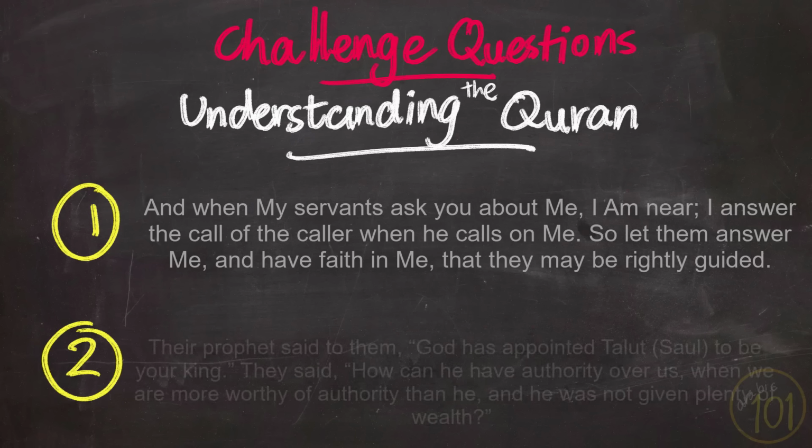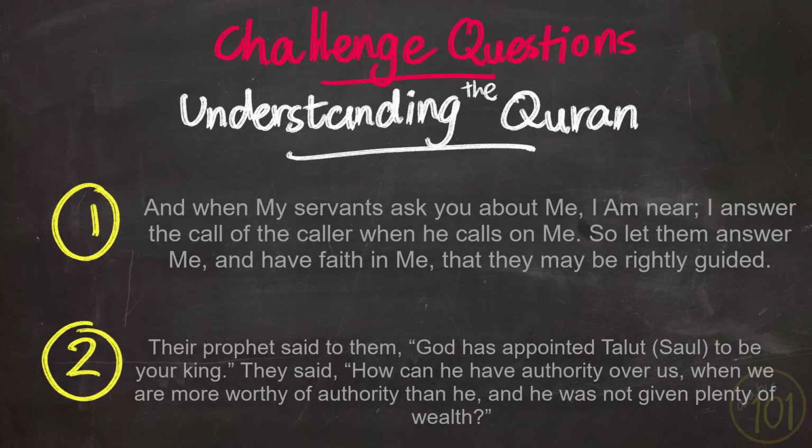The second question: Their prophet said to them, God has appointed Talut to be your king. They said, how can he have authority over us when we're more worthy of authority than he, and he was not given plenty of wealth? So try and find the correct ayahs that correspond with the translation of the meaning of these verses.